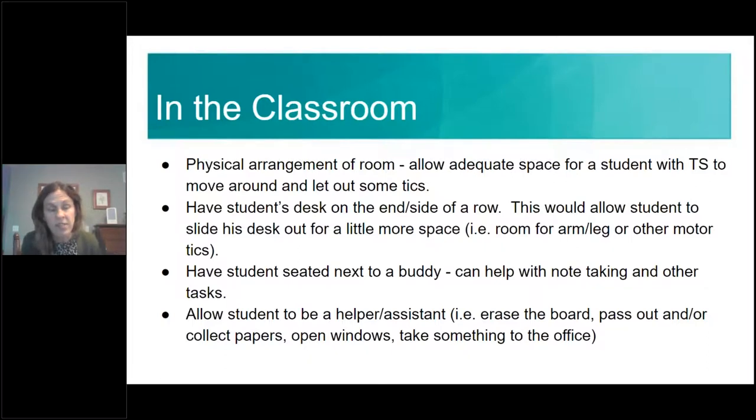Take something to the office. I have made up notes that need to go to the office because really somebody just needed to get out for a little bit and just walk. So I'd write a little note and it would really be nothing significant at all. But it was, I need this to go to the office. Can you take it for me, please?